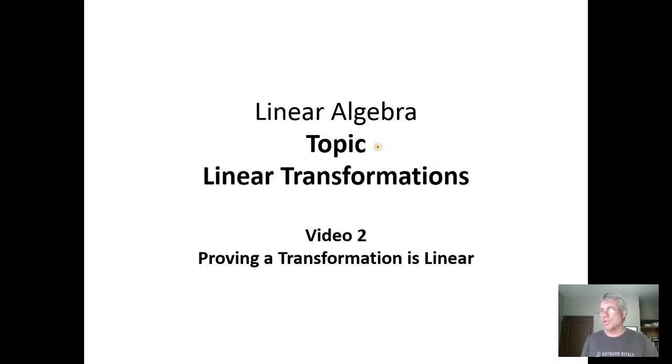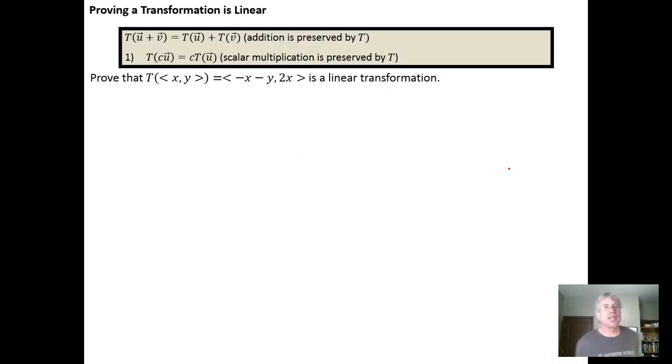So in this video, we're just going to demonstrate how to prove that a transformation is a linear transformation. Here I'm given a transformation T that sends the vector (x, y) to the vector (-x - y, 2x). So this is a two-component vector getting sent to a two-component vector. Our transformation is actually a transformation from R2 to R2.